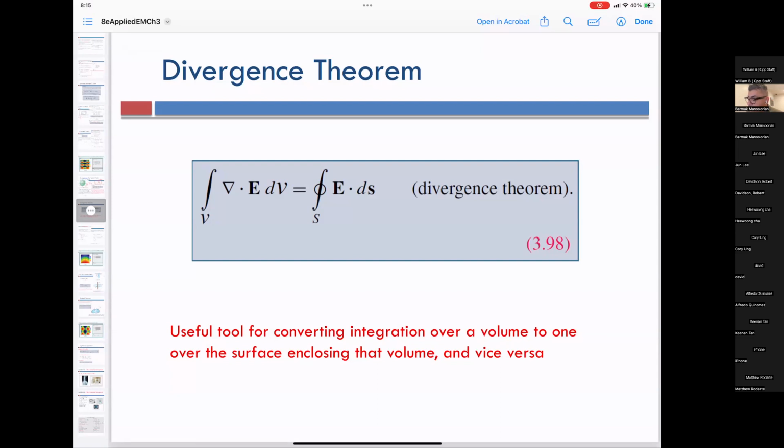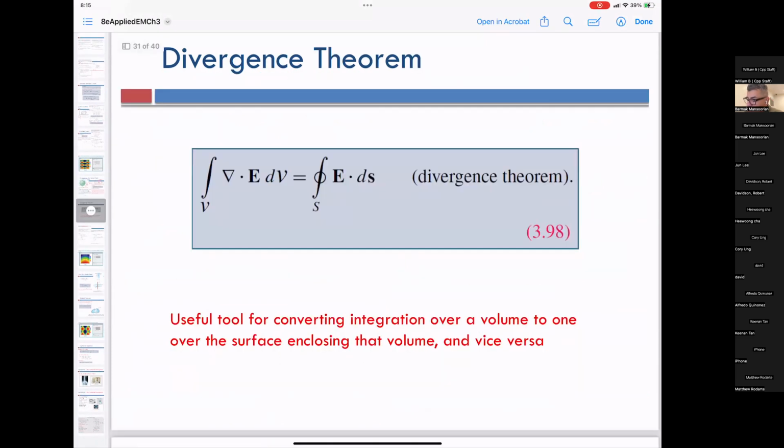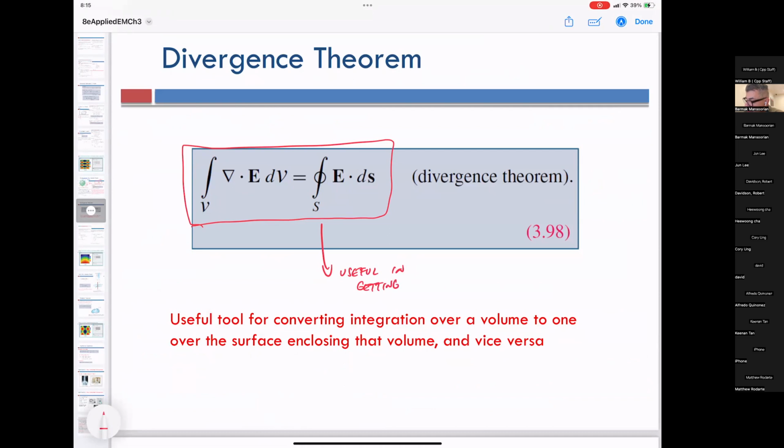Basically, it says, coming back to this equation, if we take it in the other direction, we end up with this equation, which we can use, as you'll see, to get Gauss's law. So del dot E.